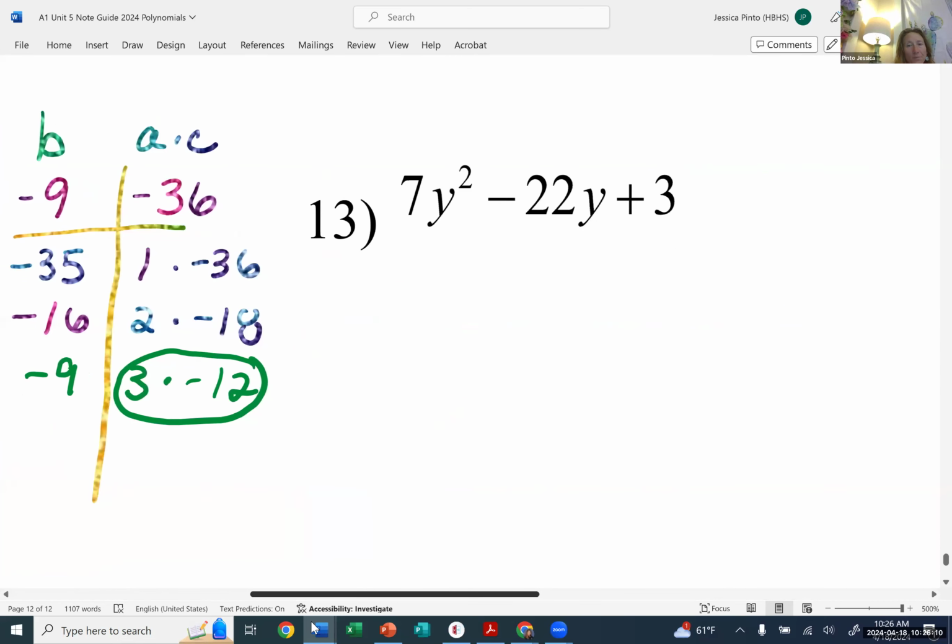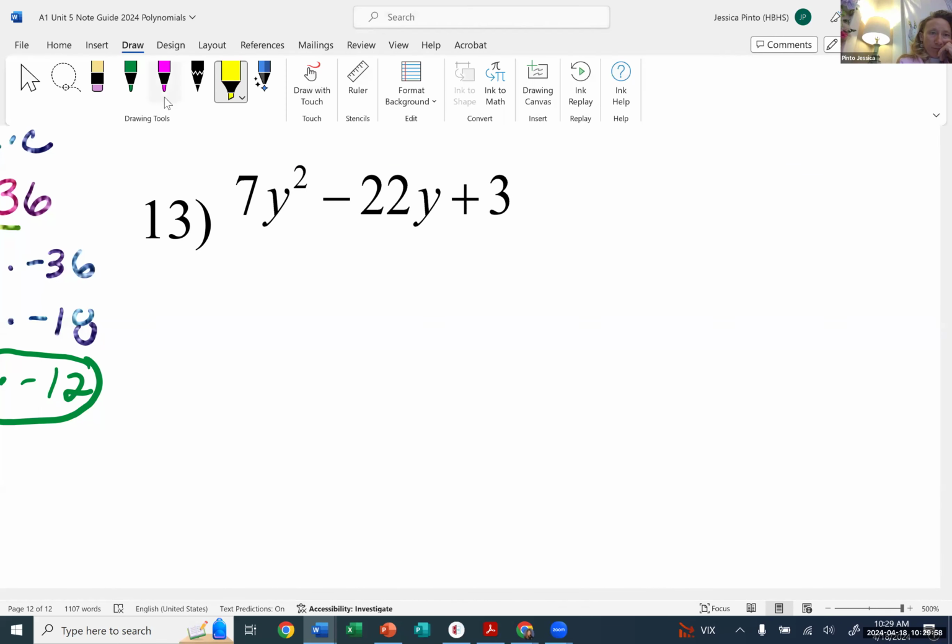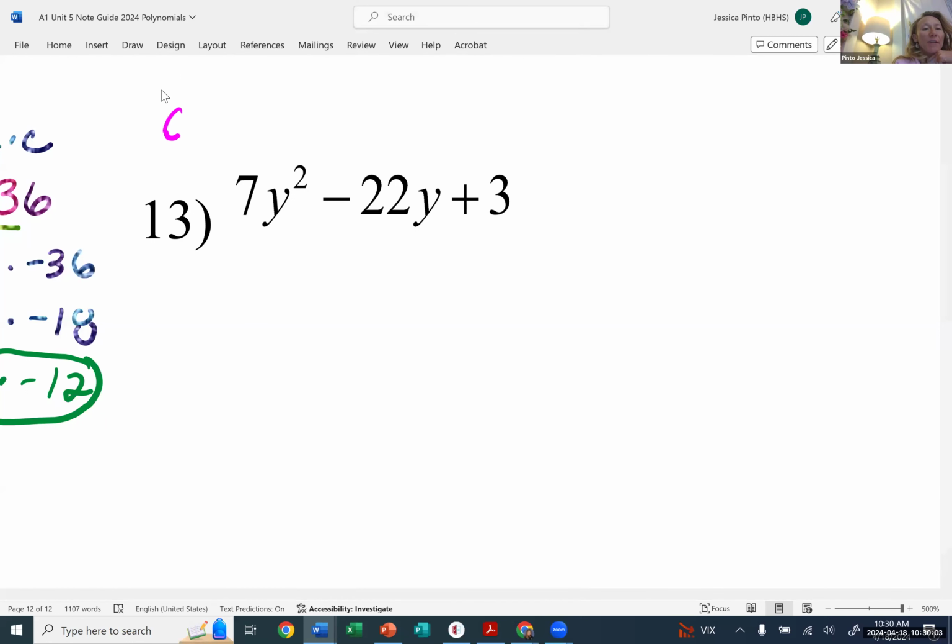All right, cool. Number 13, find A, B, and C, start making your charts. This one's for you to try. I'm gonna come around and see what you guys are doing. Okay, overall, I saw that most students were able to identify A is equal to 7. B is equal to negative 22. And C was equal to 3.